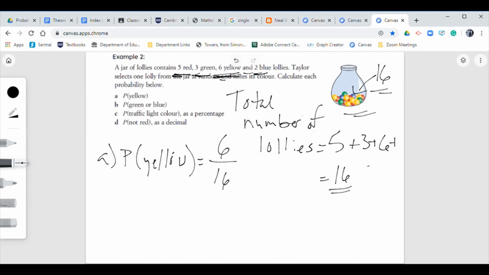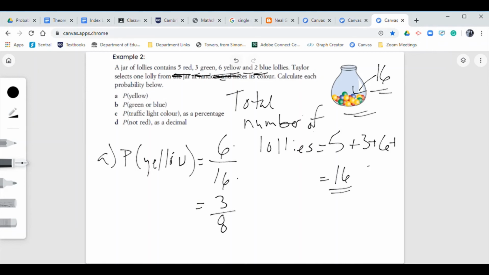Now, this is where having talked about fractions before would help. Because these are both even numbers, I know I can divide them both by 2 to reduce them down to the smallest number. So if I divide them both by 2, I can simplify that fraction to 3/8. So the probability of selecting, not rolling, selecting a yellow lolly would be 3/8.